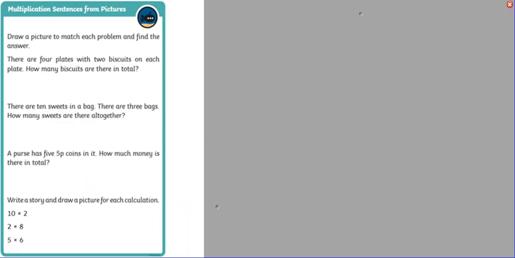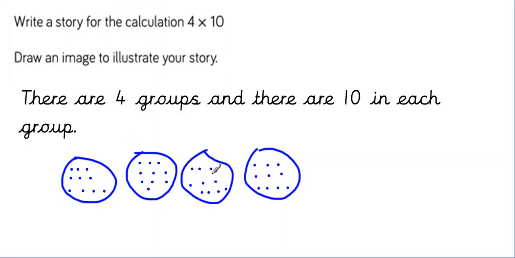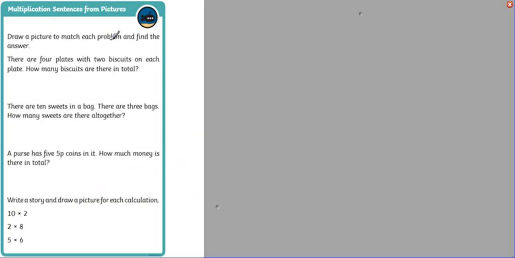Okay, your turn again. So, draw a picture to match each problem and find the answer. So like we did here, you need to draw a picture to represent the calculation, but then you've also got to work out the problem. Okay, pause the video now and have a go at these.